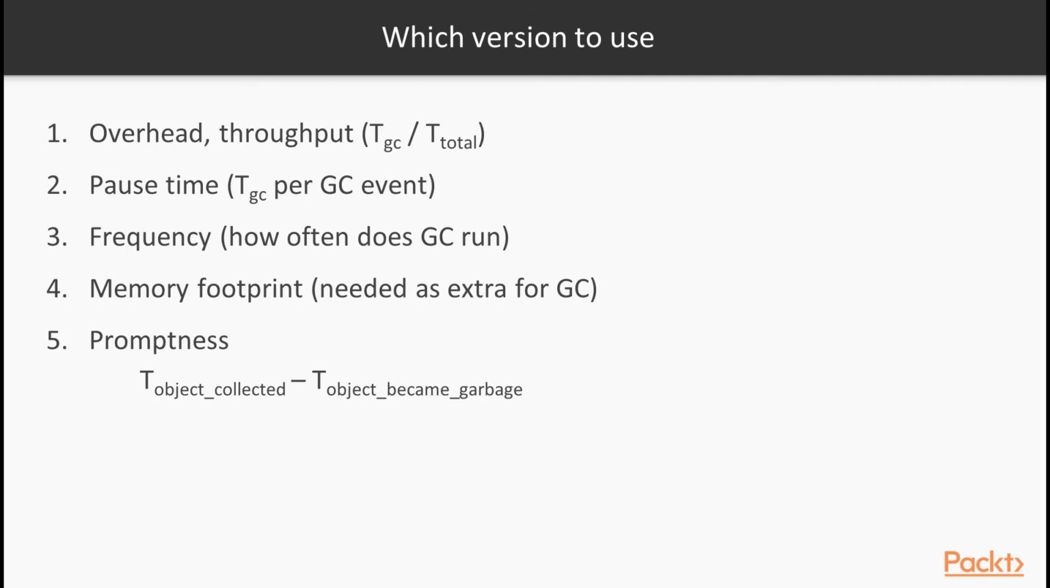Then it may be that frequency, how often garbage collection runs, may be important. Or it may be important if I'm short in memory, like in a mobile phone or something where the memory is not that abundant, then the memory footprint needed for the garbage collection, because garbage collection itself also needs memory to manage its own structures. Maybe that's important and it's not that big. And it also may be important how promptly an object is collected after it's not used anymore.